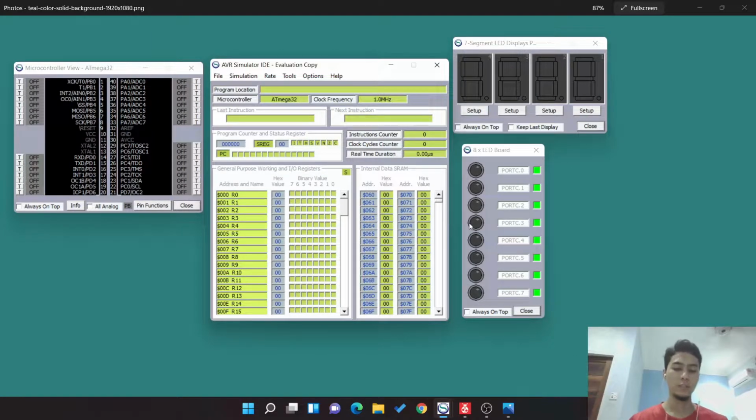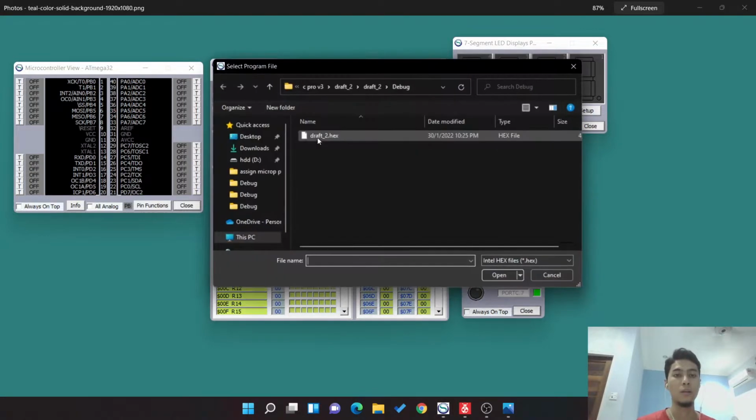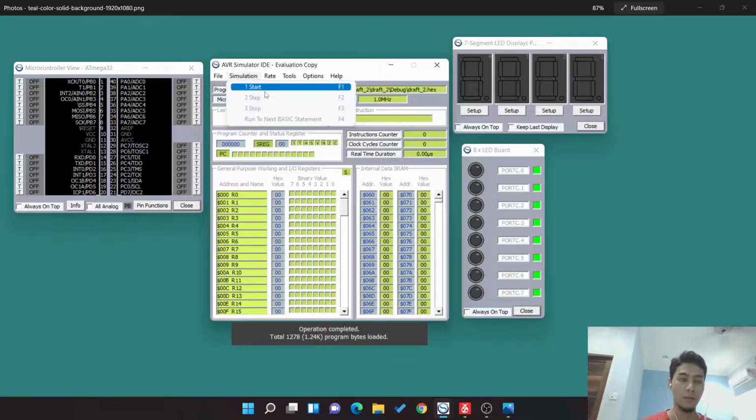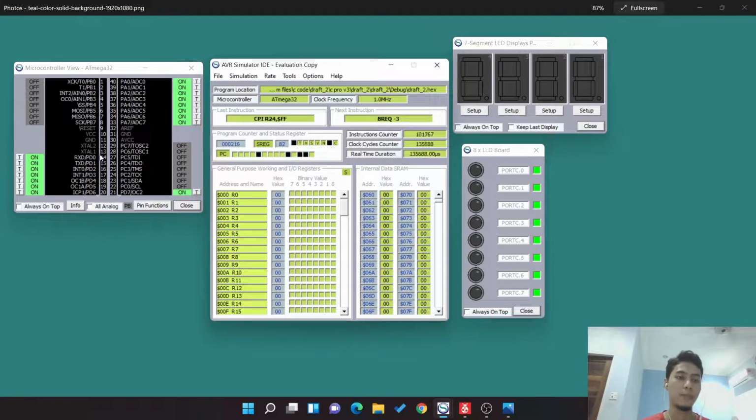Now we will look into the simulation of the program. So first we load the hex file and then we start the simulation. The pin at port D and port A is on because the switch is active low and the pull-up resistor is enabled. So first we will look into the SD0 task.